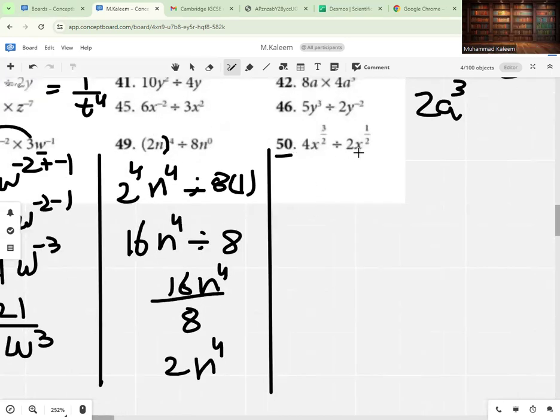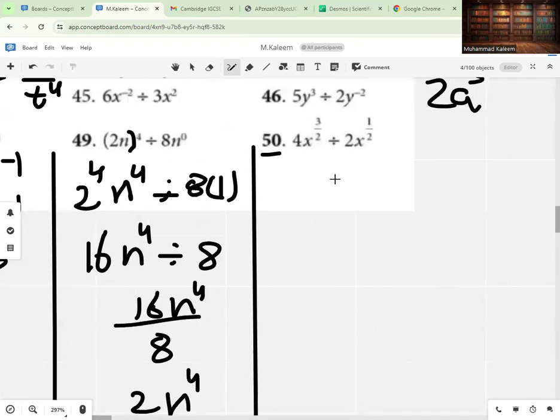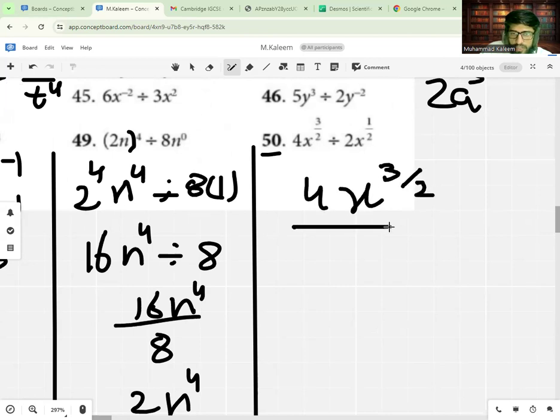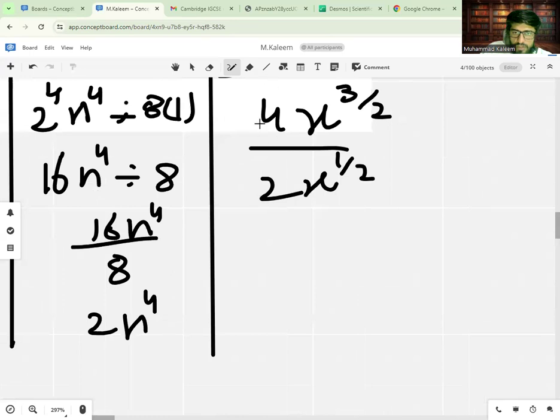In this one, again we have a very simple calculation. We just have to do 4x raised to the power 3 over 2 divided by 2x raised to the power 1 over 2. Firstly, we have to do simplification with the constants. It's very clear both are divisible by 2. Just divide them, so the answer will be 2. And here, look, these terms are in division and they have the same base. So we just have to subtract the exponent of the denominator from the exponent of the numerator. So x raised to the power 3 over 2 take away 1 over 2.